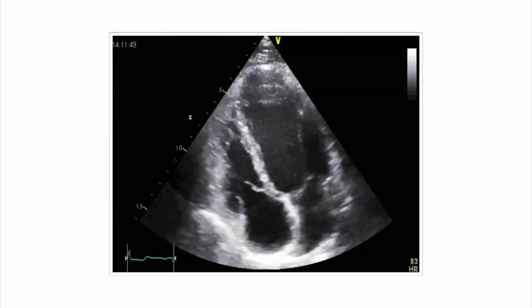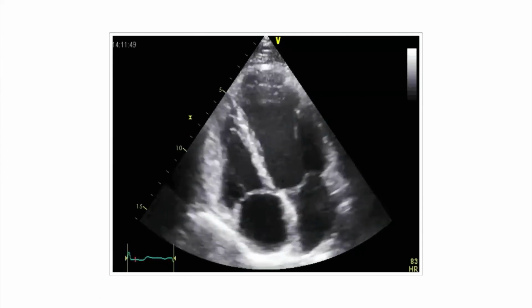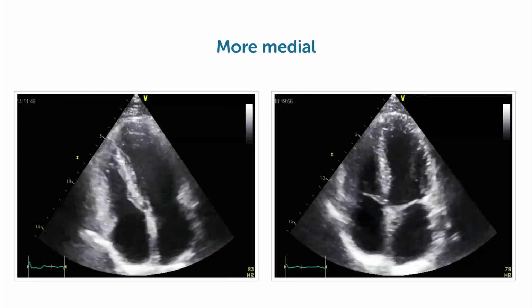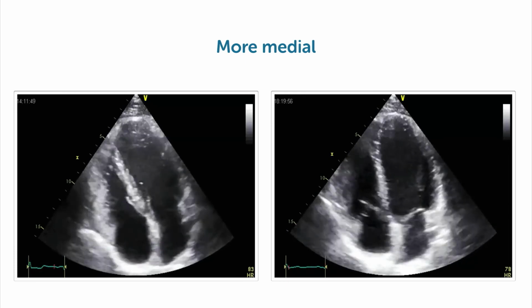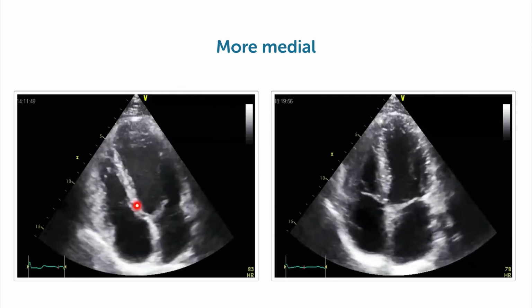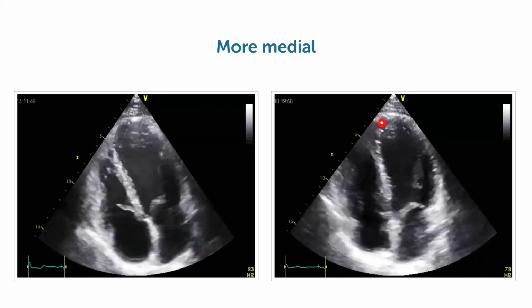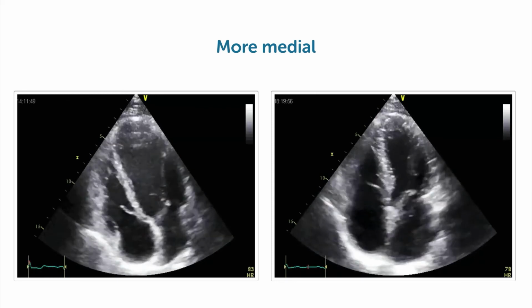And last example for you. What would you do here? This is easy. Well, a small maneuver, I would go more medial with my transducer to have the septum in the right position. Look how slanted the septum is here. If you move more medial, you will have an orientation which is more towards the direction of the ultrasound beam.